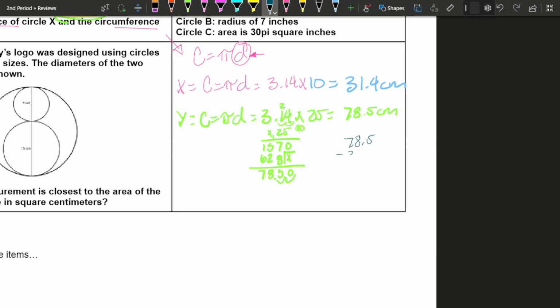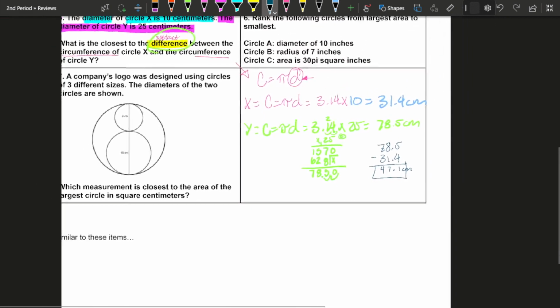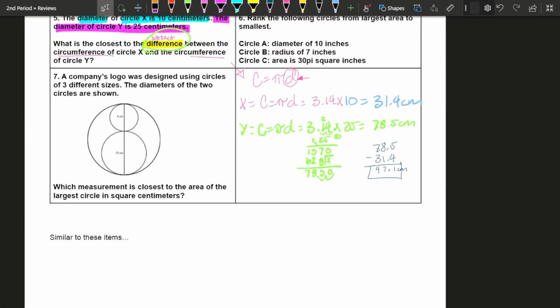78.5 minus 31.4. Make sure you line them up. This is just 1. This is 7. And this is 4. Bring down the decimal. And your answer, the difference, is going to be what? 47.1 centimeters, or 47.10. Any questions on this one? Again, remember, you need the diameter. They gave us the diameter for both of them, so we were good to go.